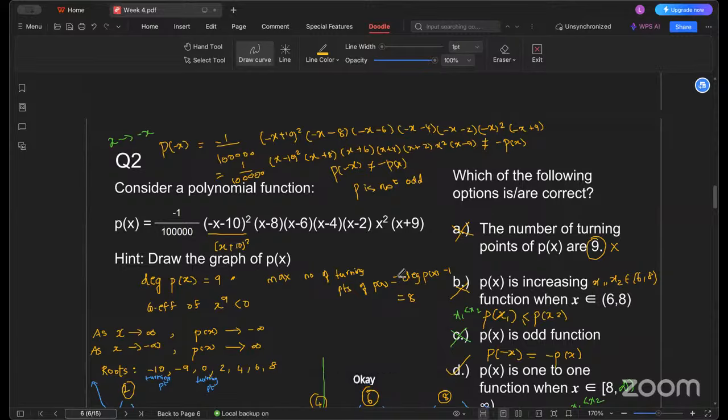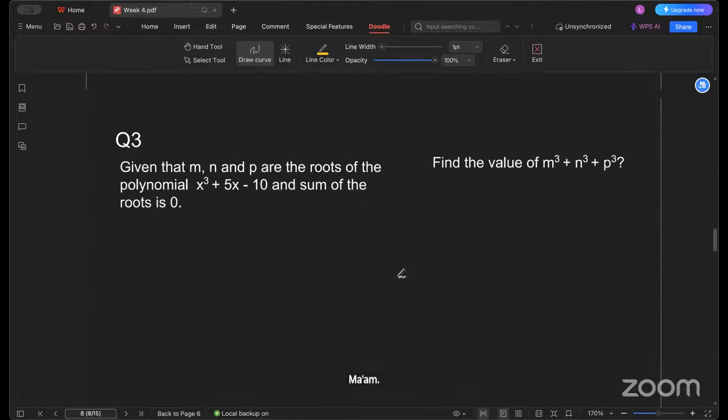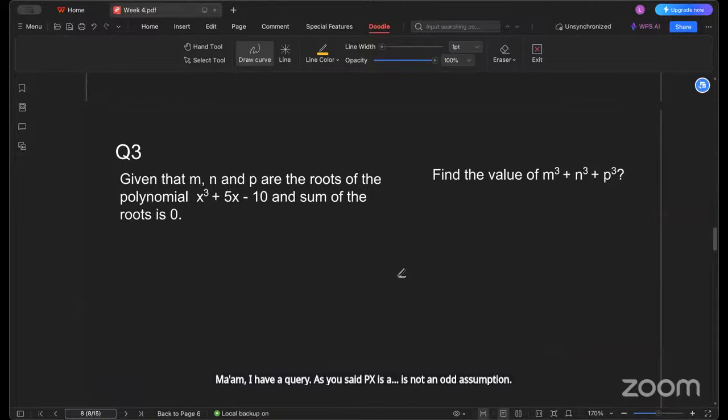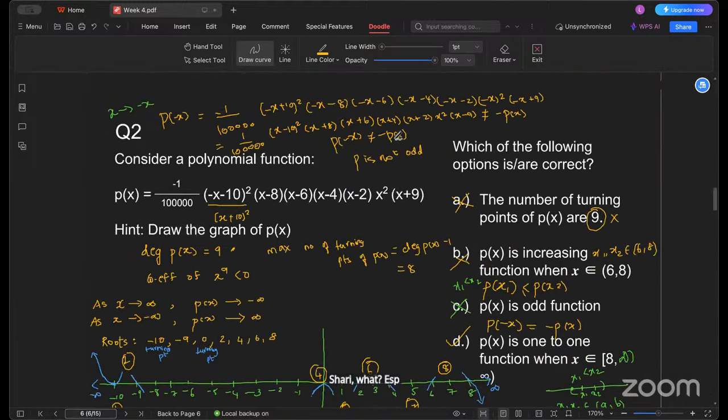Okay. And then the next question here is... Ma'am, I have a query. As you said, P of x is not an odd function in the last question. So x to the power 9 is an odd function, right? The degree is odd. The degree is odd, no. That is not related to the degree.